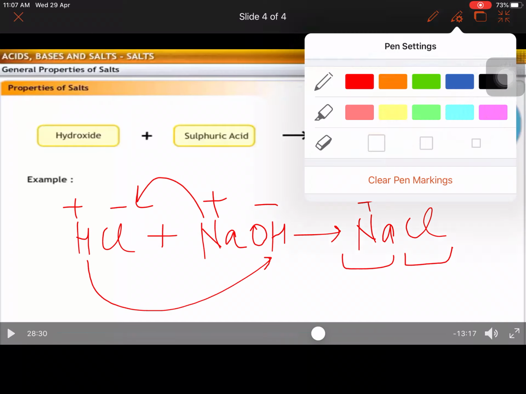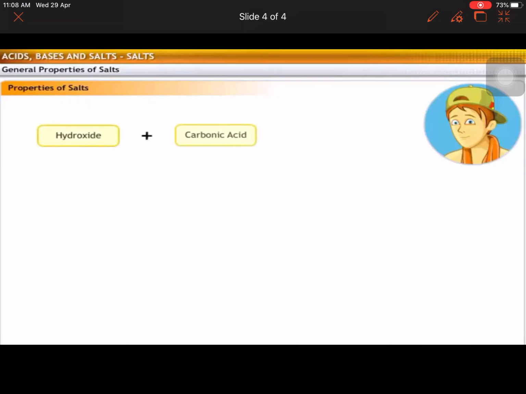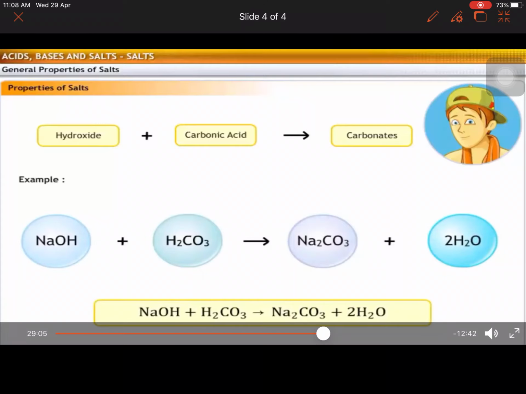Magnesium hydroxide reacts with sulfuric acid to form magnesium sulfate. Accordingly, note it down: salts formed from any hydroxide and nitric acid are known as nitrates. Nitrates will be formed. Ammonium hydroxide reacts with nitric acid to form the salt ammonium nitrate. Likewise, write down all the salt examples. Salts formed from any hydroxide and carbonic acid are carbonates. Example, sodium hydroxide reacts with carbonic acid to form the salt sodium carbonate.